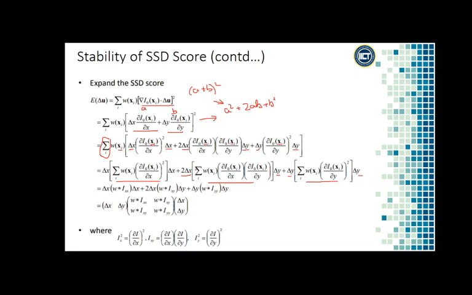Once we do that, we can represent it in a simple form, which is delta x, w, which is the weight, multiplied by the gradient in x direction and the gradient in both the directions. And see this term, this is the windowing term, which refers to the convolution.